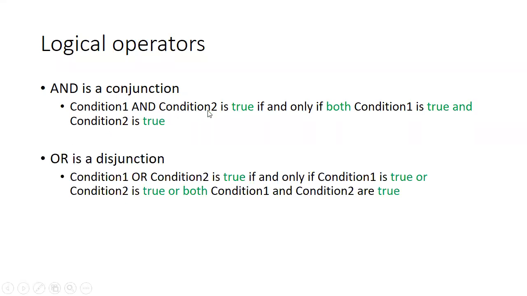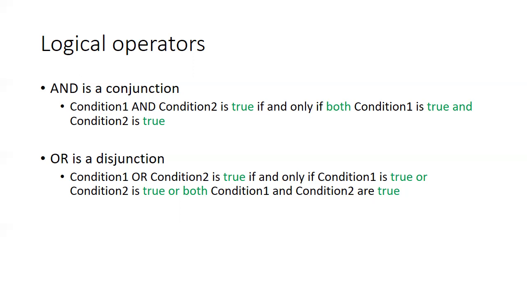Condition 1 and condition 2 are true, because it's got an and, only true if both of them are true. If either one of them is not true, then the thing that's got the and in it together is not true. Or is the opposite way around. It's the logical opposite of an and. And so when we say, if condition 1 or condition 2 are true, that whole statement will be true if either of them are true.